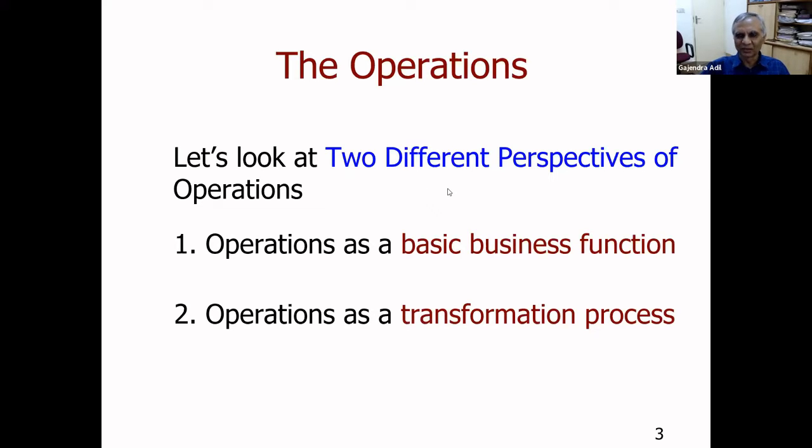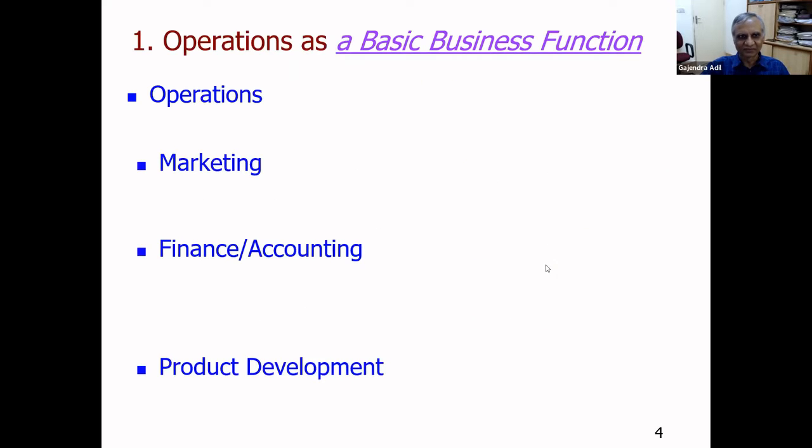So there are two ways we can look at this operations part. One is that we can treat operations as a business function, just like finance, accounting, marketing. And there is another part which you may not be familiar with: operations is also understood as a transformation process or conversion process. We'll elaborate on these two with a lot of examples. So let's start with the first perspective: operations as a business function.